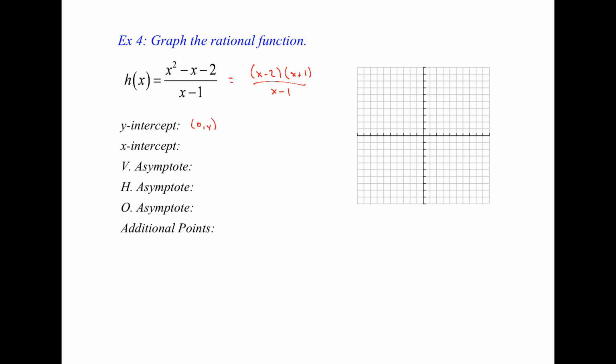Y-intercept, plug in 0 for x. So when we plug in 0 for x, we will get 0 squared minus 0 minus 2, and then 0 minus 1. I plug it back into the original because nothing canceled, so it's just easier when it's simplified out. So it looks like we get negative 2 divided by negative 1, which is 2. So your y-intercept is at 0, 2.